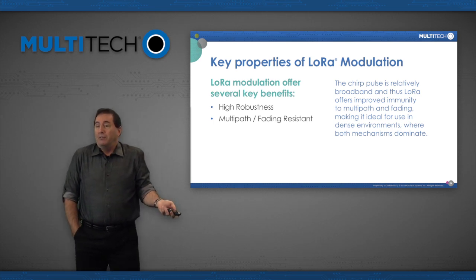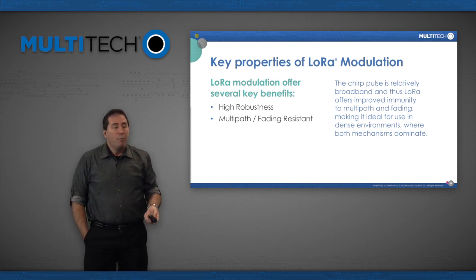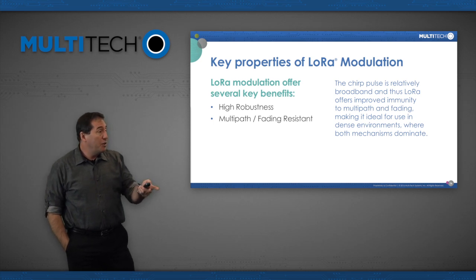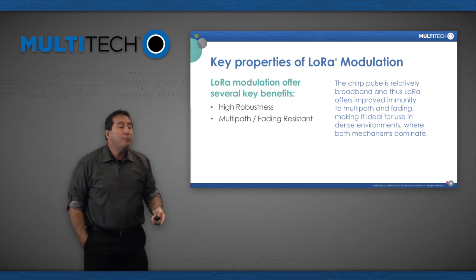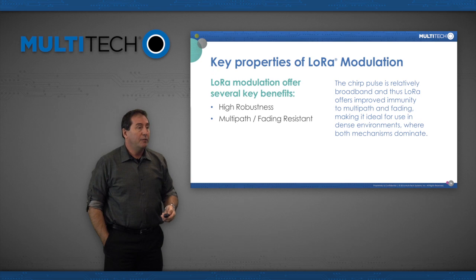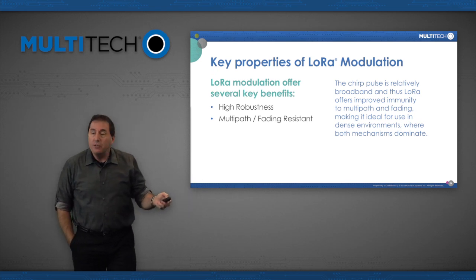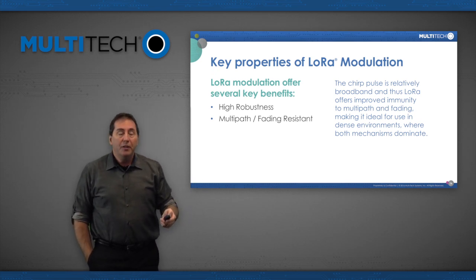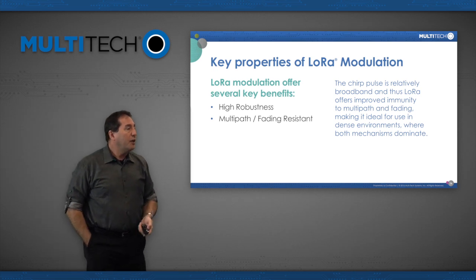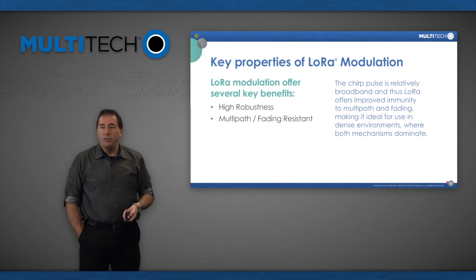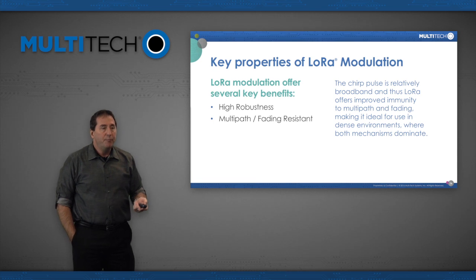That's Doppler effect, or fading, okay? Technologies like Ingenu and RPMA are extremely susceptible to the Doppler effect, to where just a few meters per second of motion will completely make them unable to talk. That's why Ingenu is not good for mobile applications.